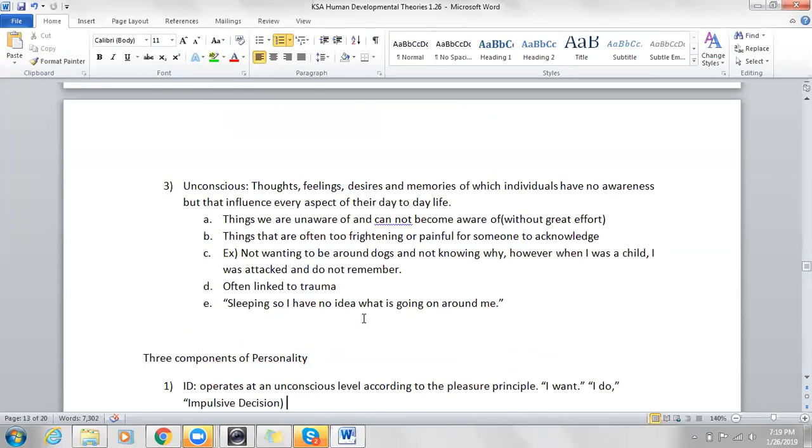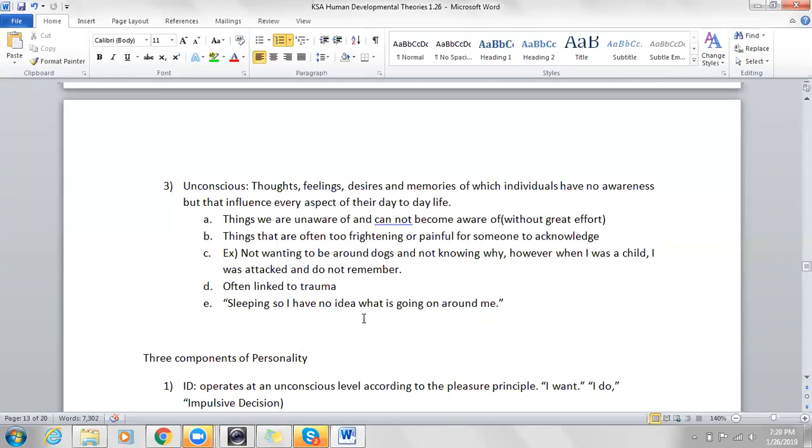And then unconscious, think about somebody that's literally incapacitated or sleeping, are the thoughts, feelings, desires, and memories of which people have no awareness that influence their day-to-day life. This can either be trauma-related, health condition-related, or just simply life-related, meaning things people are unaware of and cannot become aware of without great effort. And this is where a lot of psychoanalysis lies. People try to bring the unconscious into the conscious to make efforts go forth.